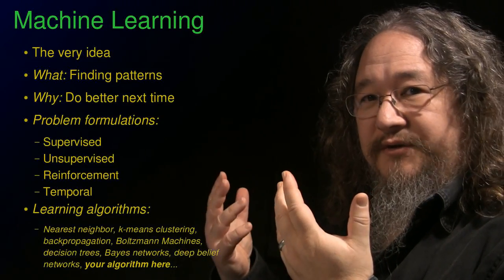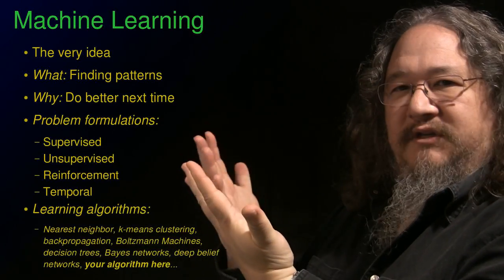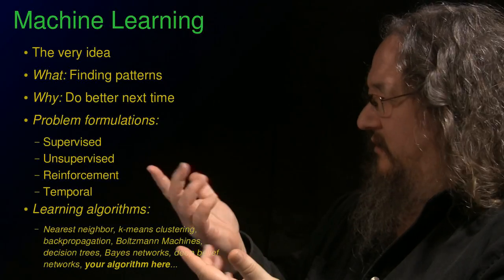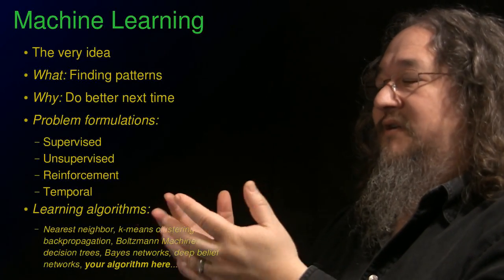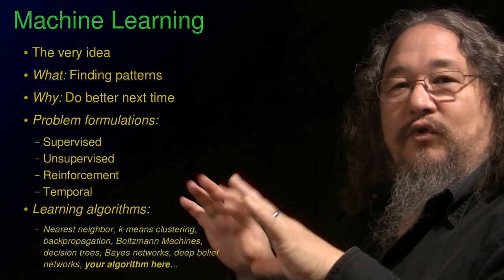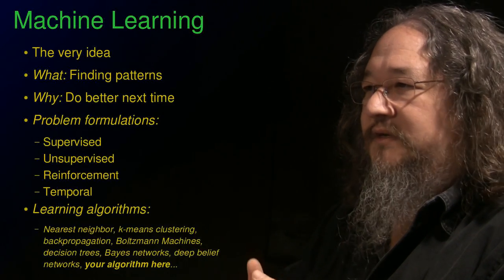Unsupervised learning, there's no teacher. You're just seeing stuff and saying, oh, this thing and this thing are pretty similar, I'm going to put them together. Oh, this other thing is very different, I'm going to put it in a separate category. So in unsupervised learning, you just observe some data and sort it into groups based on your sense of similarity amongst the things that you see.